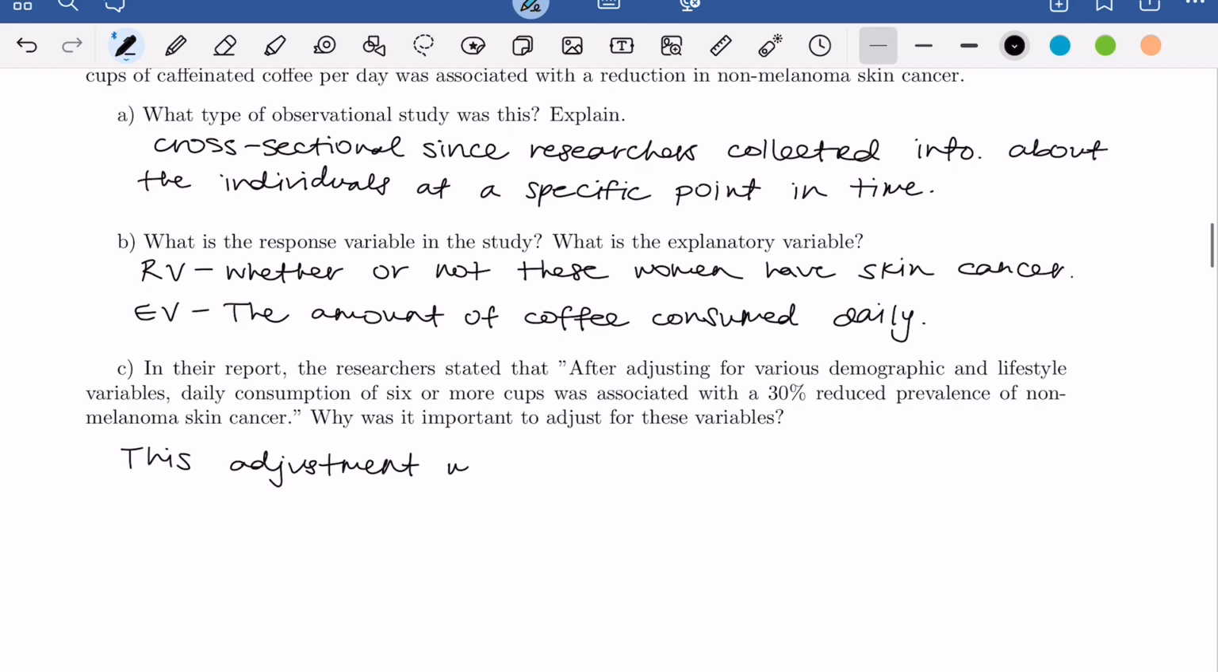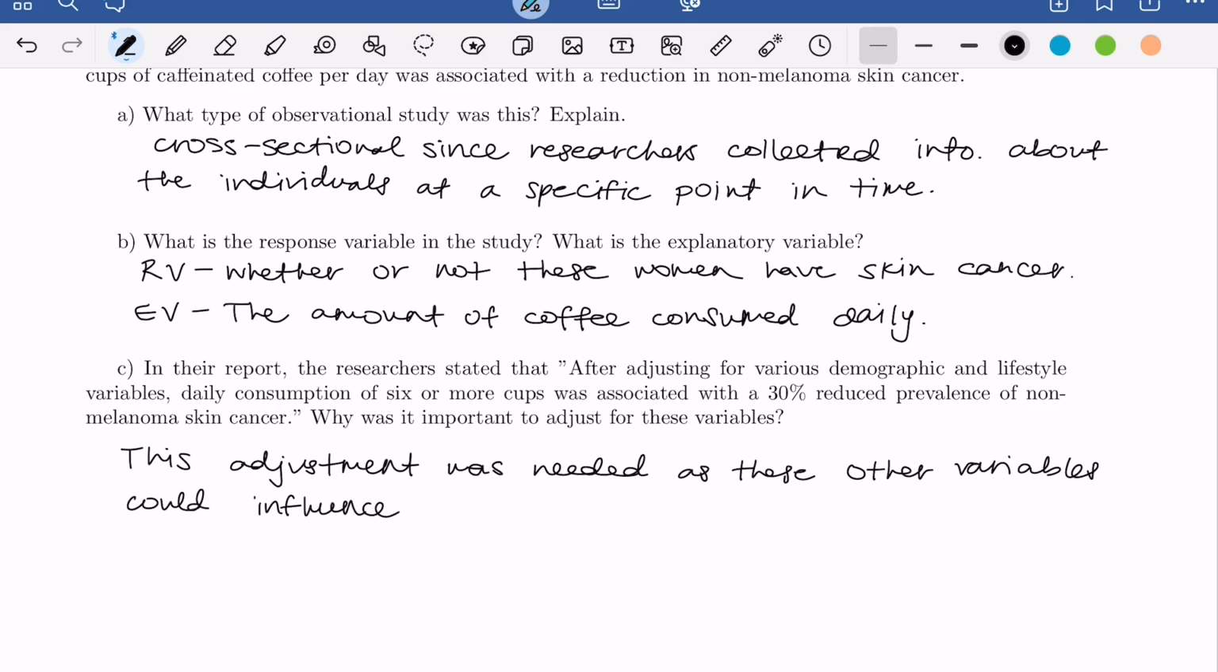This adjustment was needed as these other variables could influence both coffee consumption and the skin cancer risk. For example, the demographic variables could influence this. So skin cancer risk here.